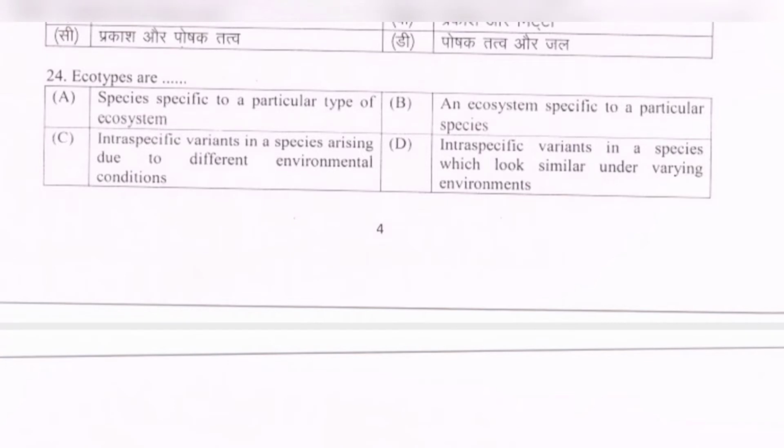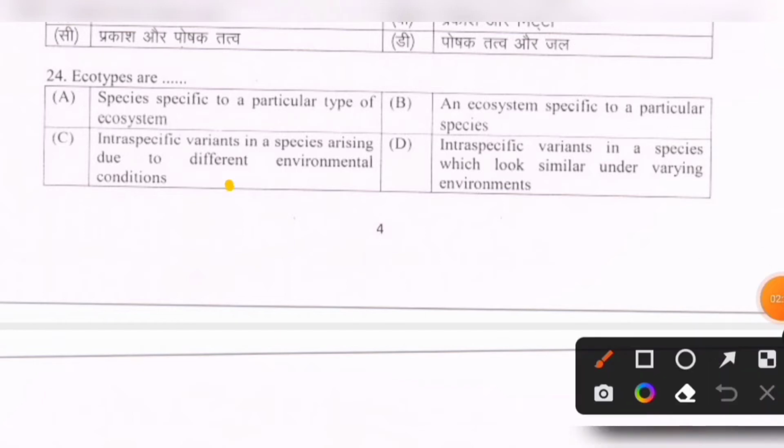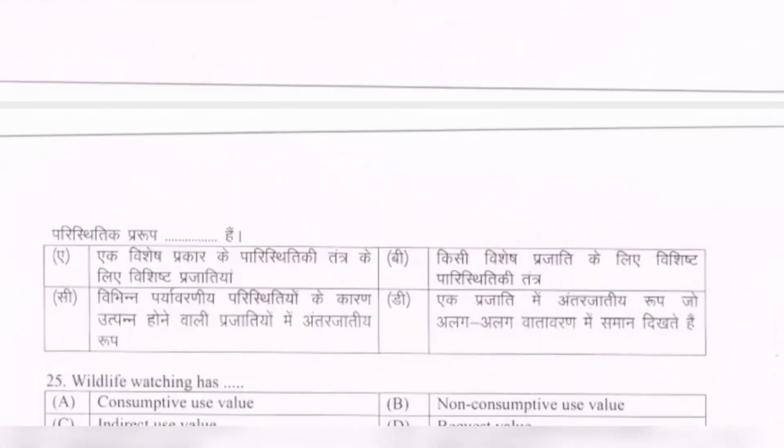Ecotypes are, options are: species specific to a particular type of ecosystem, an ecosystem specific to a particular species, intraspecific variants in a species arising due to different environmental conditions, intraspecific variants in a species which look similar under varying environments. The correct option is C. Nothing but intraspecific variants in a species arising due to different environmental conditions. Let's see the next one.